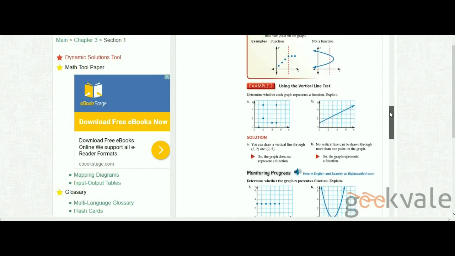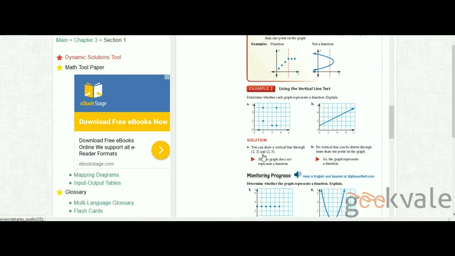Look at the answer. You can draw a vertical line through 2, 2 and 2, 5, so the graph does not represent a function. No vertical line can be drawn through more than one point on the graph, so the graph represents a function. Simple. If it cuts at more than one point, not a function. If it cuts at one point exclusively, it is a function.